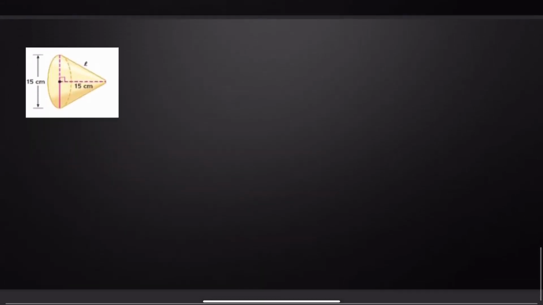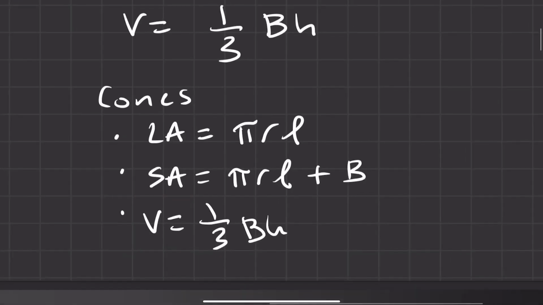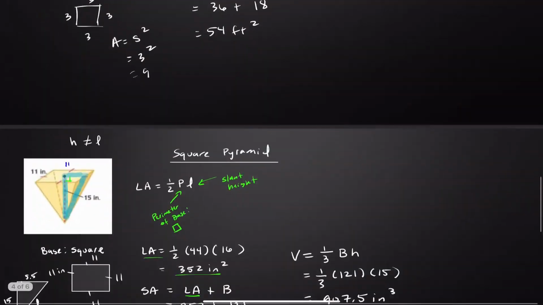Alright, so now our last problem for today, we're going to be dealing with a cone. And it should be obvious that this is a cone. Because, ice cream cone. We're going to go ahead and find the lateral area of this figure. And then we're going to find the surface area and the volume. The lateral area formula is pi RL, and the surface area is pi RL plus the area of the base. And then lastly, the volume is 1/3 times the area of the base multiplied by the height.